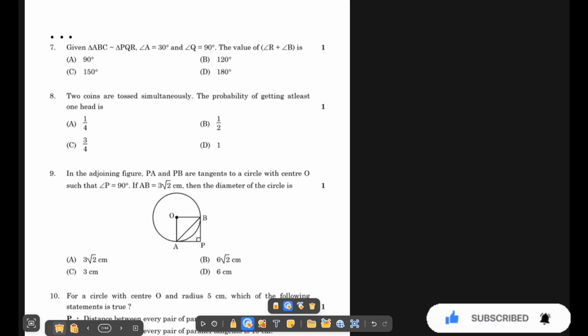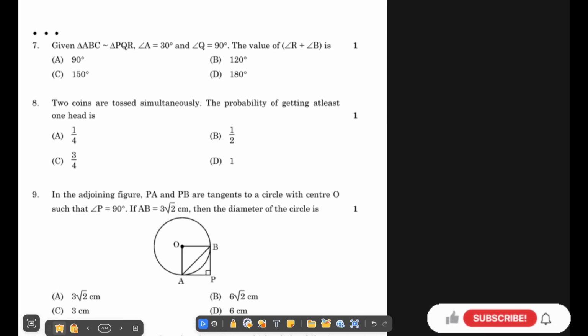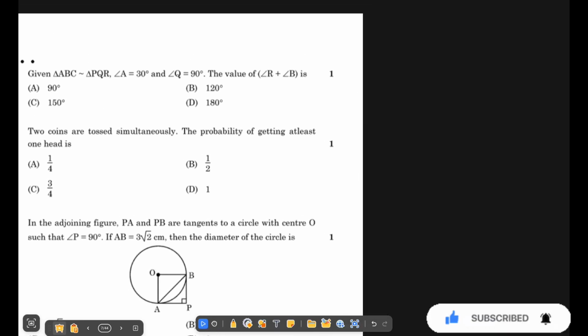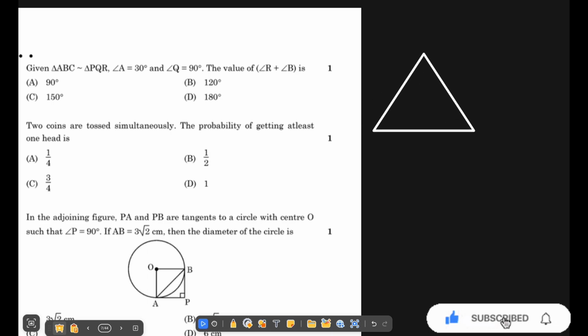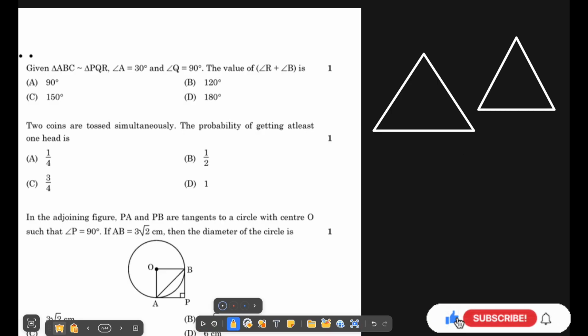What is the seventh question here? The seventh question is triangle ABC is similar to triangle PQR. So let's draw the triangles. Triangle ABC similar to triangle PQR.